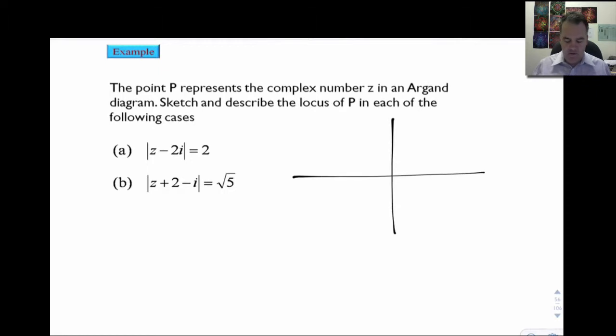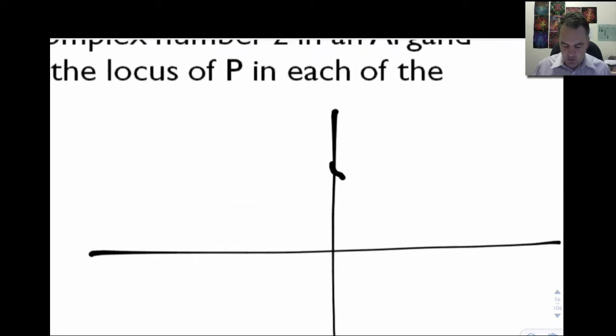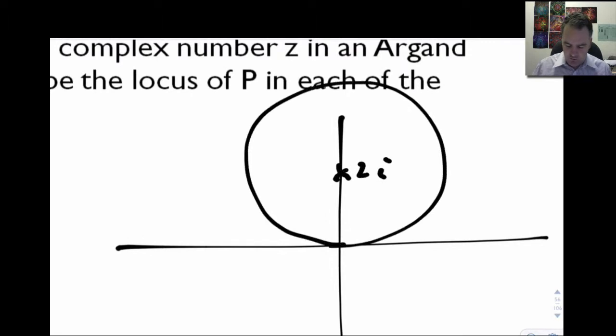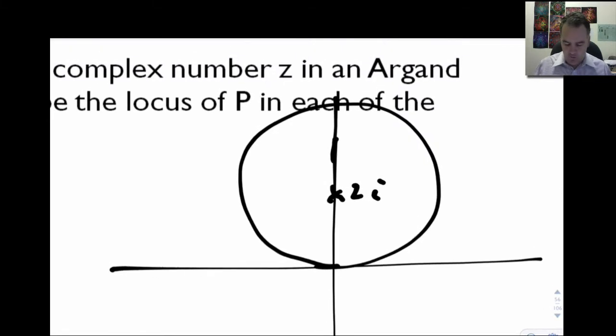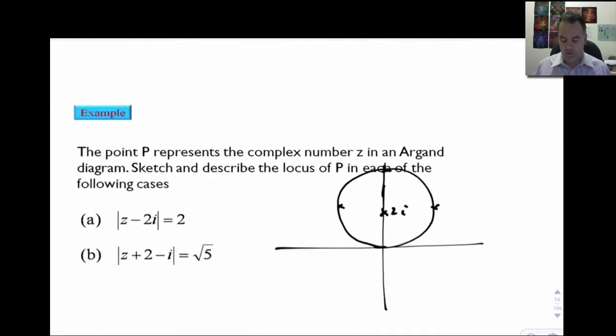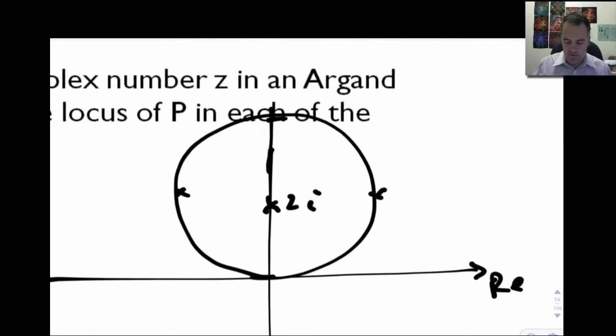This says give us all the points that are 2 units away from the point 2i. So on here I would draw the point 2i, and I want all the points that are exactly 2 units from there. So we're talking about a circle of radius 2 centered at 2i. We can see it goes through 4i up there, and we can give these points here. So we can get pretty accurate with this. And remember, this is an Argand diagram, so this is the real axis, and this is the imaginary axis.